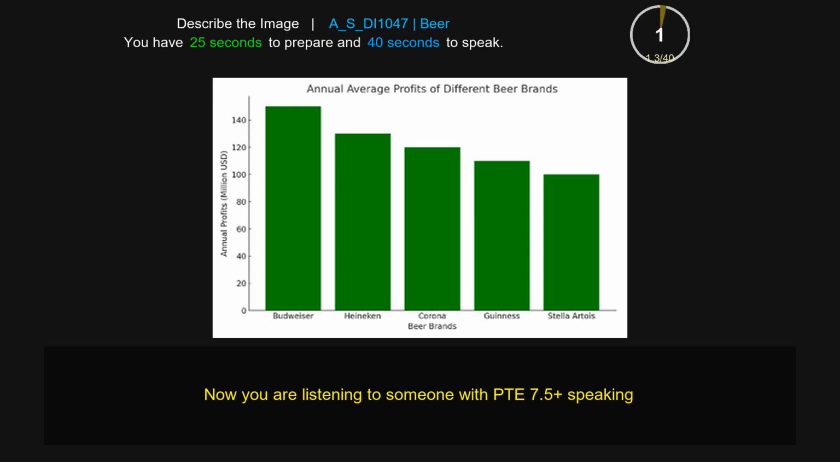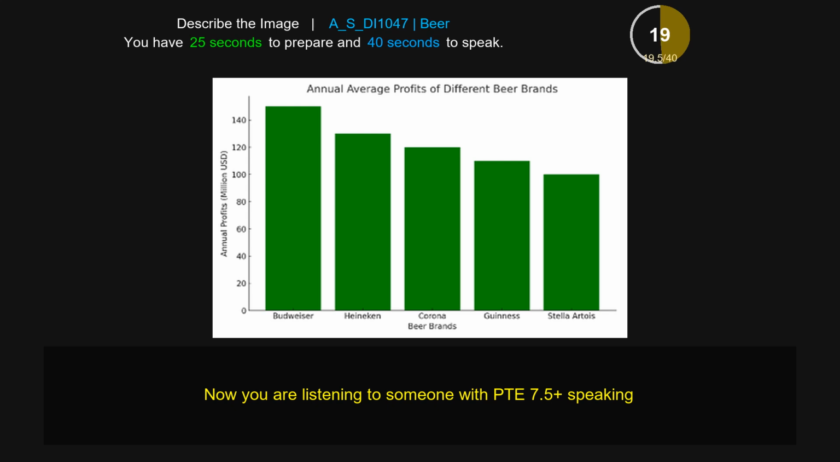This bar graph gives information about annual average profit of different beer brands. There are many elements in this bar graph. From this bar graph, I can say that the highest value is Budweiser, which is indicated with 140 US dollar annual profit of millions. Now the second highest value is Corona, which is indicated with Guinness and Stella.